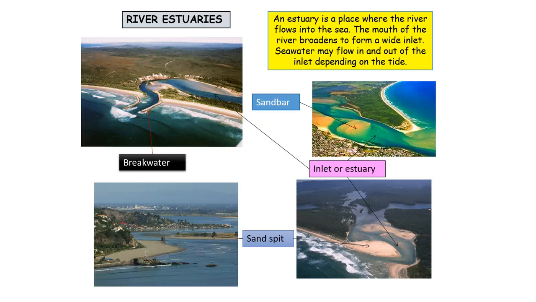Okay, river estuaries. An estuary is a place where the river flows into the sea. The mouth of the river broadens to form a wide inlet. Seawater may flow in and out of the inlet depending on the tide. So there's some different examples of estuaries.